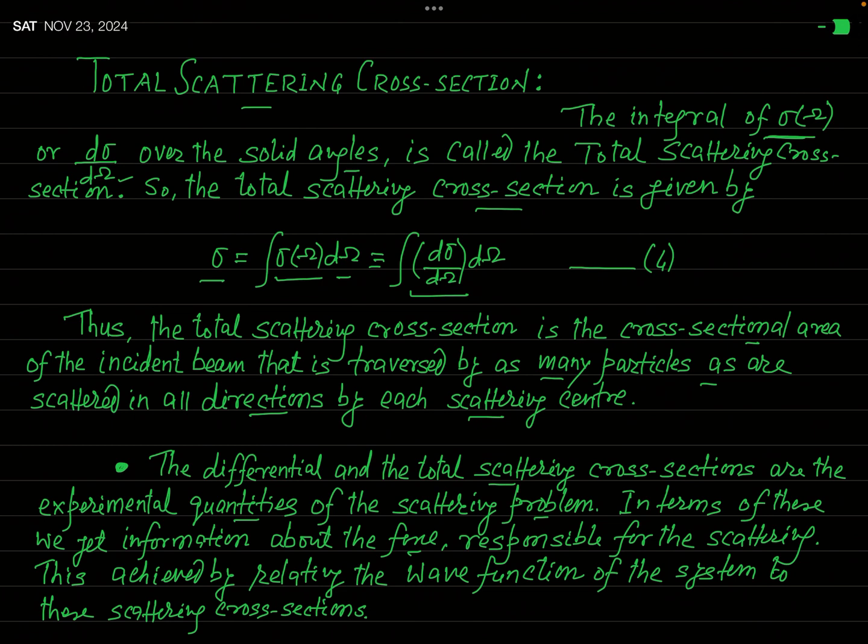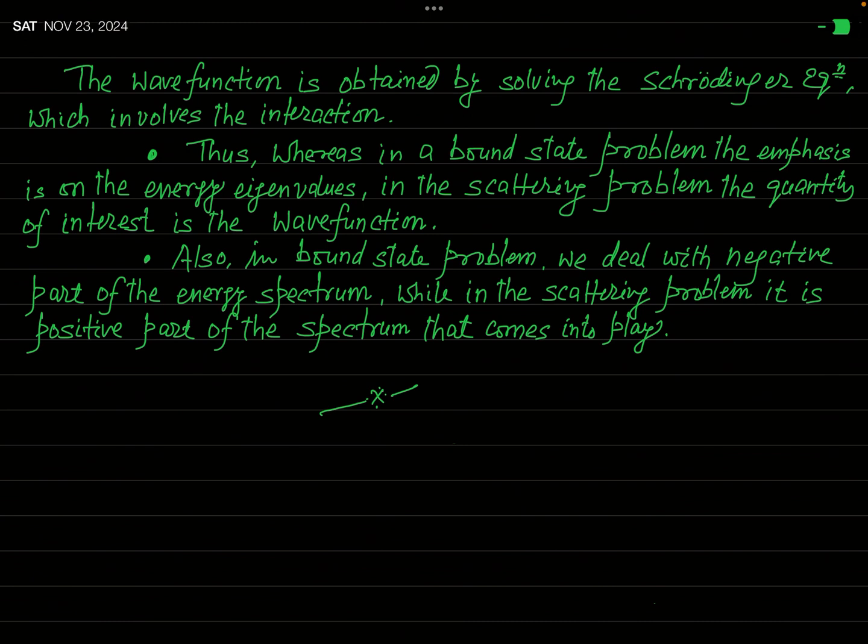Actually the aim of the scattering theory is to make use of the differential scattering cross section and total scattering cross section to deduce information on the force or the interaction responsible for the scattering. The theory achieves this aim by establishing a relationship between the cross section and the wave function of the system, as I have told you earlier. For the wave function is obtained by solving the Schrodinger equation, which involves the interaction.